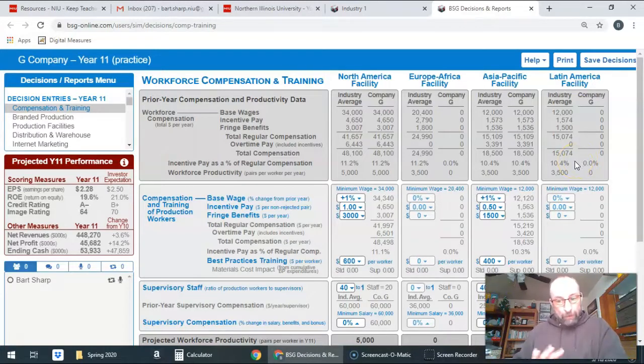Four geographic regions. Right now, when you take over the company, because this company has already been operating for a number of years before you took over, you have two factories. You have one in North America, you have one in Asia. Those are the only two places where you can make decisions about your human resources.